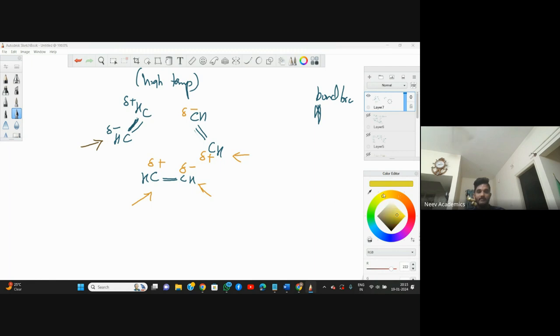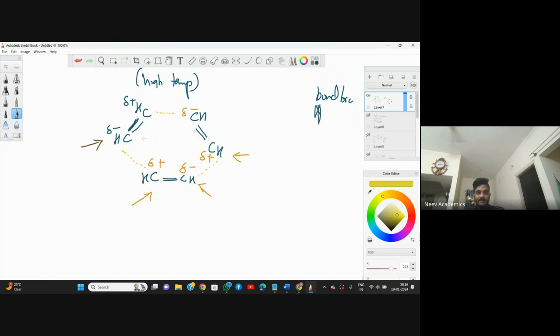And see over here, listen, this delta minus and delta plus can attract this delta plus and delta minus, and can do a weak force of attraction. That's what forms the bond. And here also delta minus and delta plus.